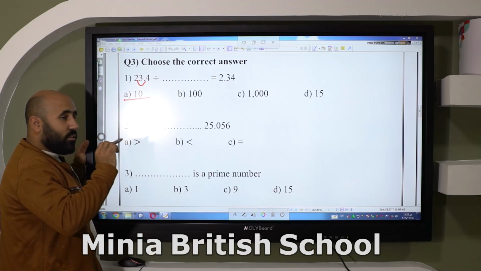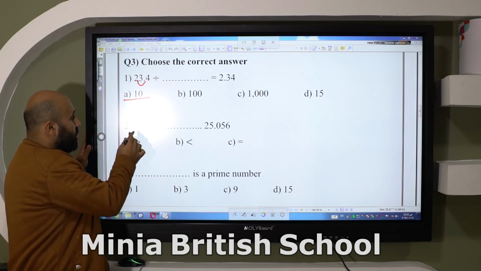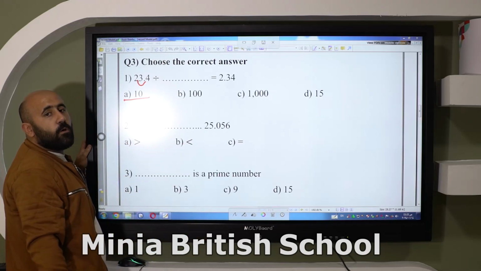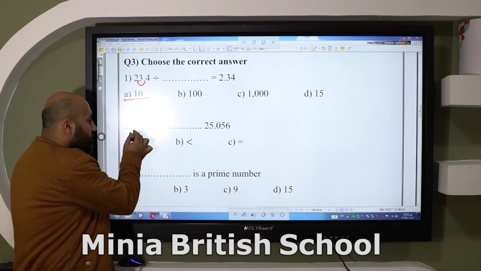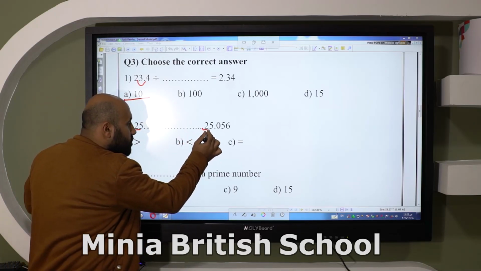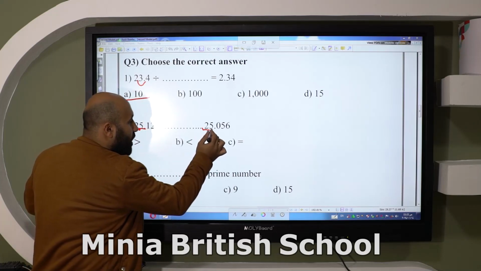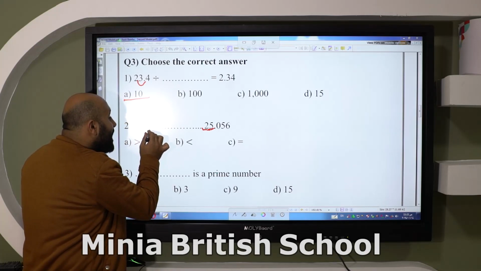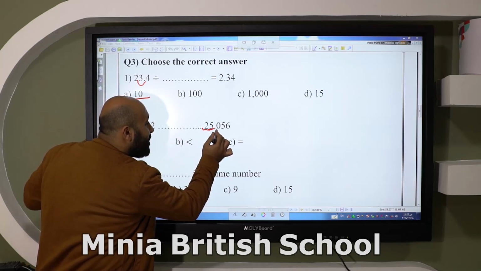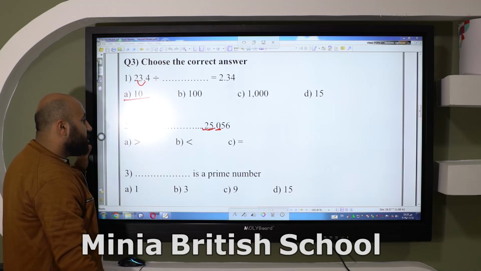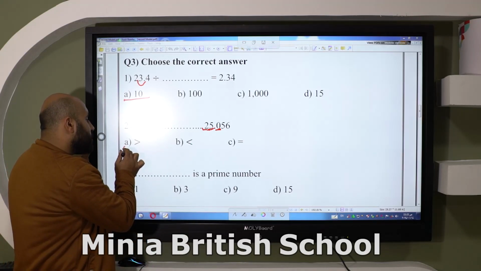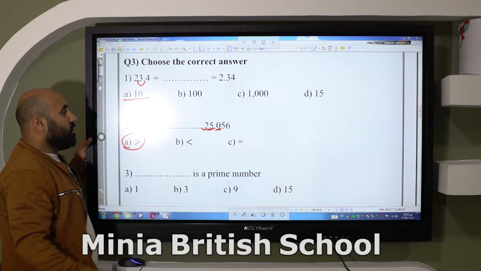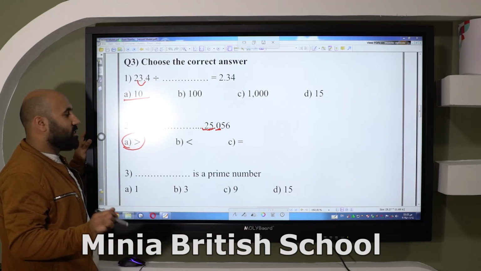Let's make a comparison between 25.12 and 25.056. 2 just like 2, 5 also 5, decimal also the decimal. But here I have 1, but here there is 0. So I will go with the bigger. So 25.12 is greater than 25.056.